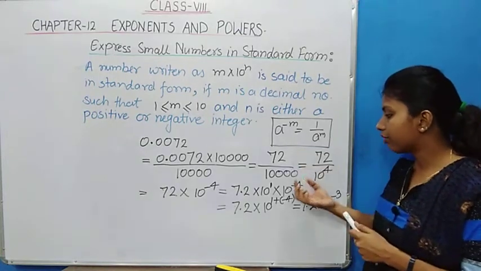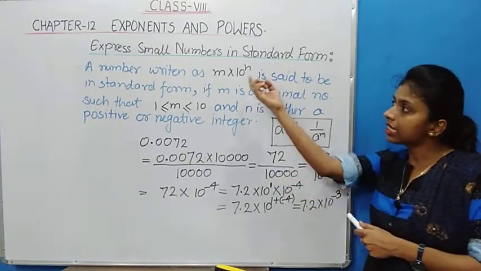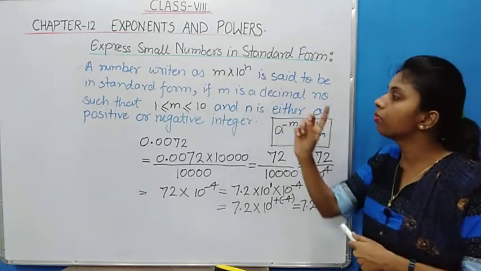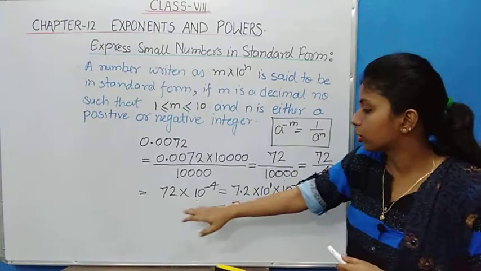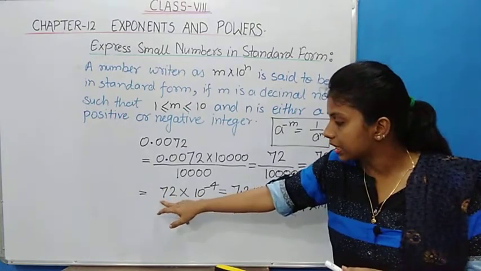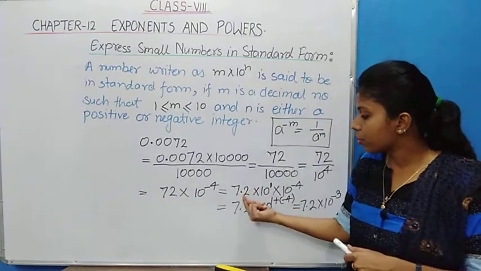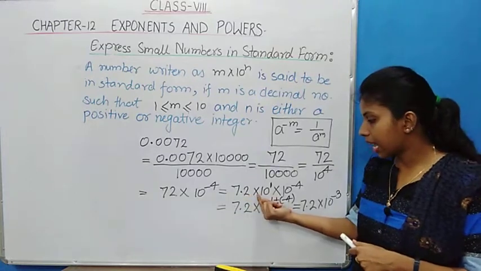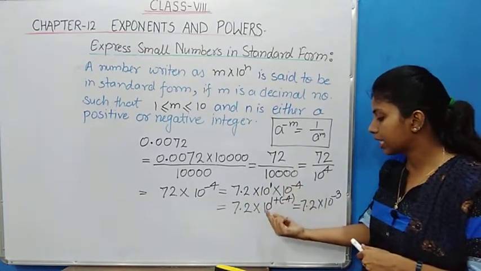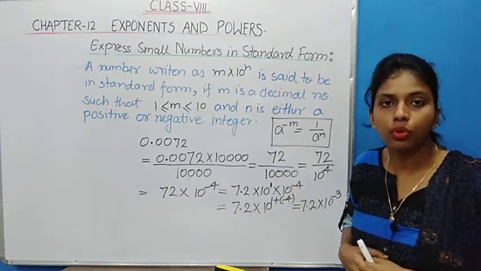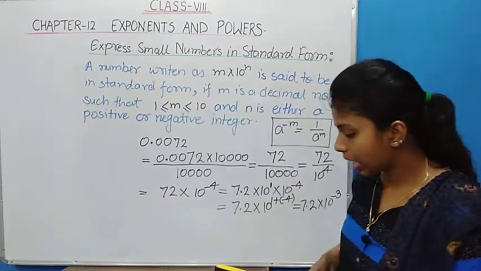After that we have to convert this in standard form. So for standard form, we have to make this number between 1 and 10. That's why I make this 72 as 7.2, so that I multiply this with 10, and after that we add the exponents and we get the final result. I'm going to explain with another example.